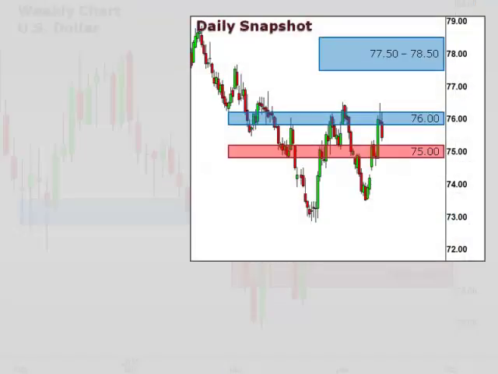Let's take a look at a daily snapshot. The daily chart reflects the near-term resistance at 76, a break of which should signal a push higher.